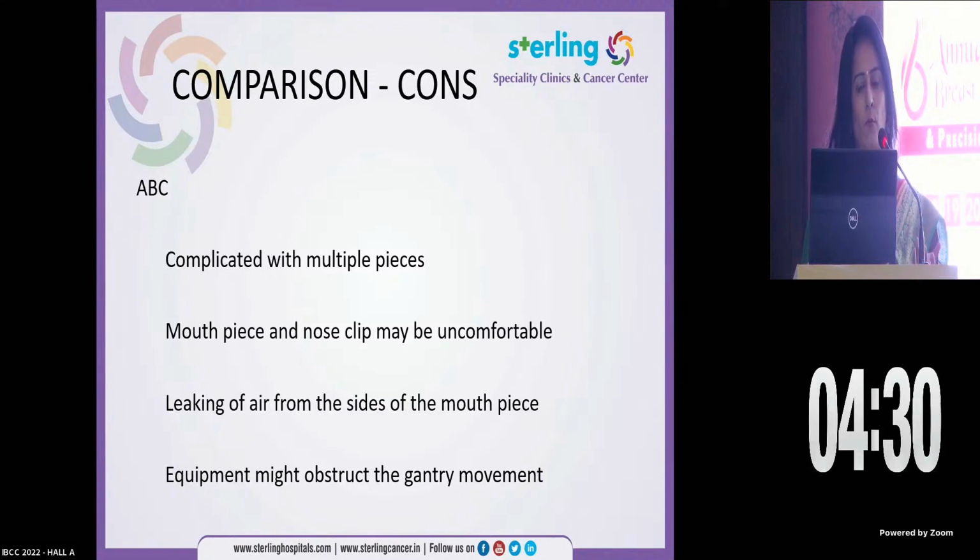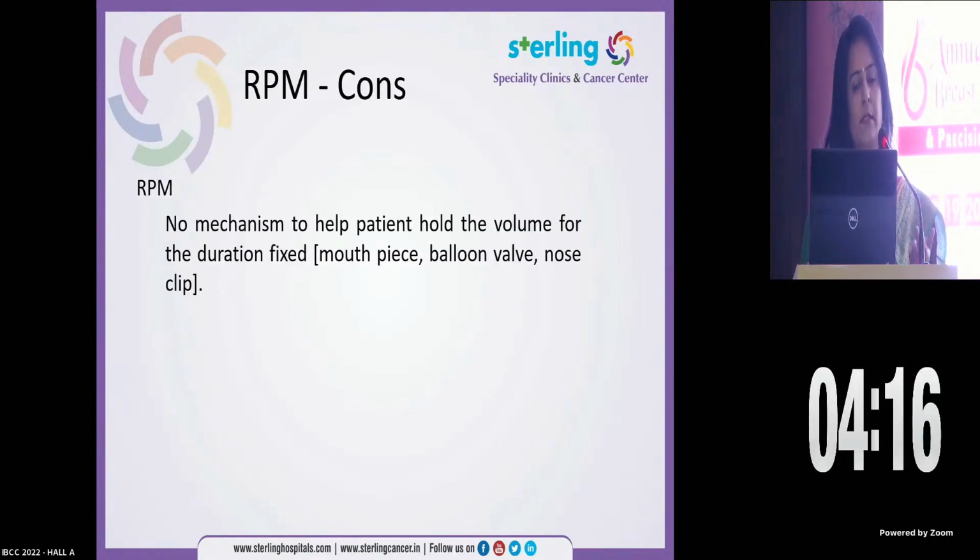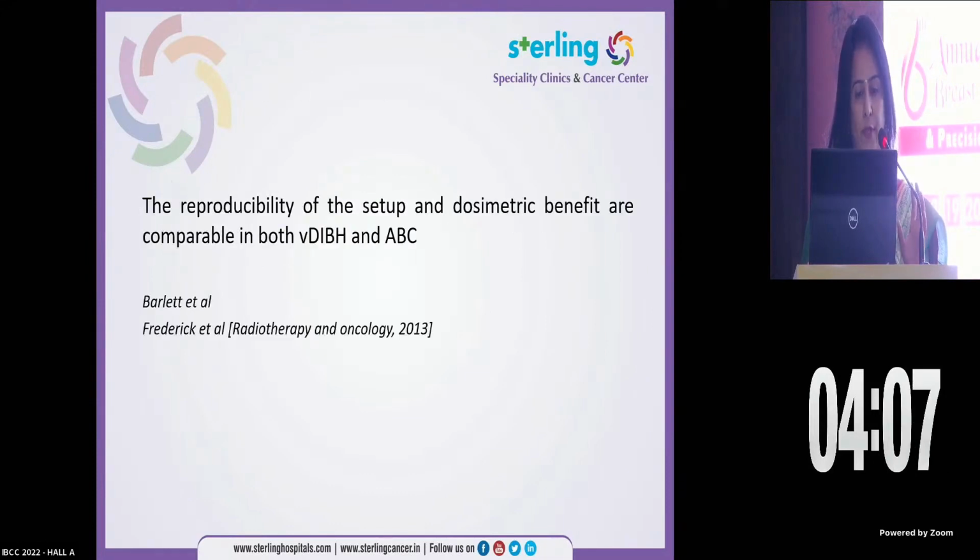What are the downfalls of both these techniques? In the ABC, as I said, there are small things like the mouthpiece and the nose clip, which can be a little uncomfortable. There's leaking of air from the side of the mouthpiece, and this equipment can sometimes obstruct the gantry movements. And in the Varian system, since it is simpler, there's another problem: we don't have any mechanism to help the patient hold the volume for a fixed duration.